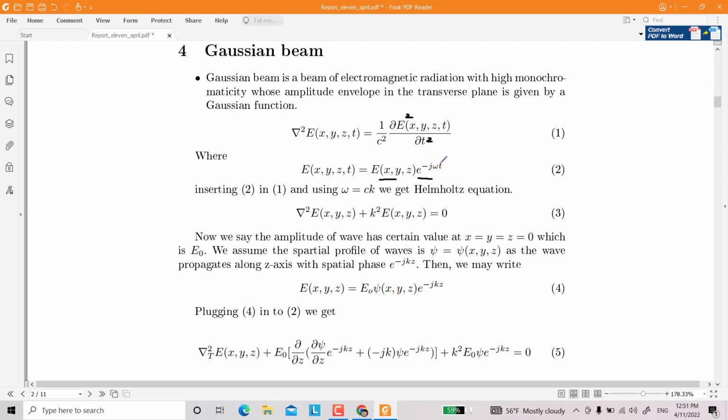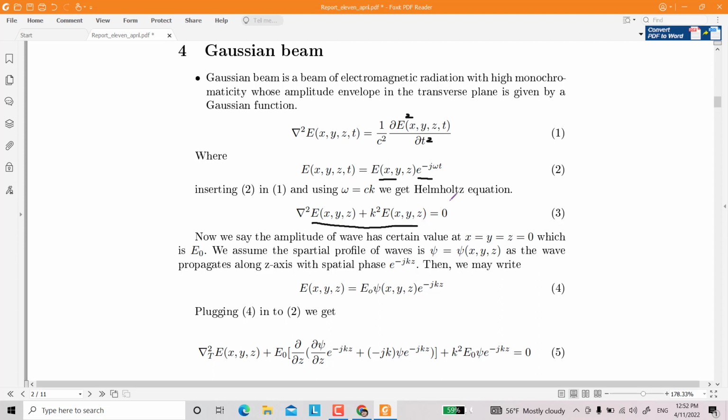This is a very famous equation in physics, also called the Helmholtz equation, right? We basically remove the temporal phases from both terms, and this is what is left. This is called the Helmholtz equation. Now we assume that the amplitude of the wave at x equals y equals z equals 0 is E naught. Obviously, this is the electric field E naught.